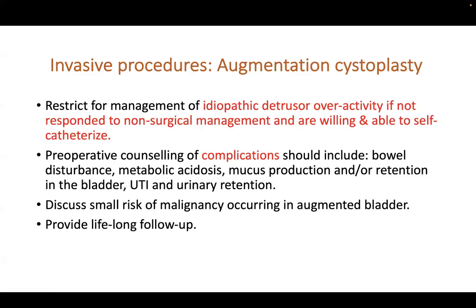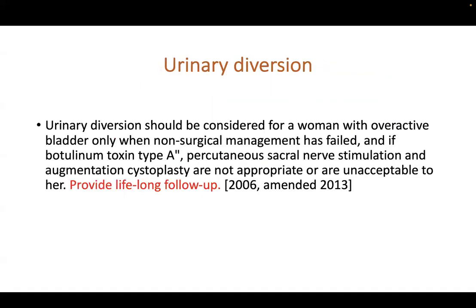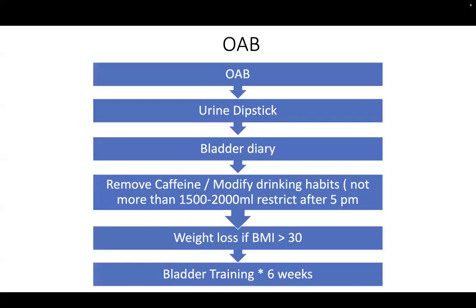What are the complications? These are important. Bowel disturbance, metabolic acidosis, mucus production, urinary tract infection, and urinary retention. These are the complications of augmentation cystoplasty, and there is a small risk of malignancy in the augmented bladder, the bowel part of the bladder. This patient requires lifelong follow-up. So before going for augmentation cystoplasty, all this information should be disclosed and discussed with the patient, that these complications can happen and lifelong follow-up is required. And the last resort, urinary diversion, also requires lifelong follow-up. These are not so important.